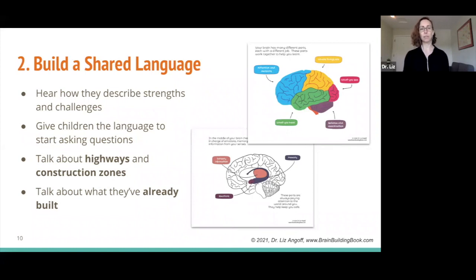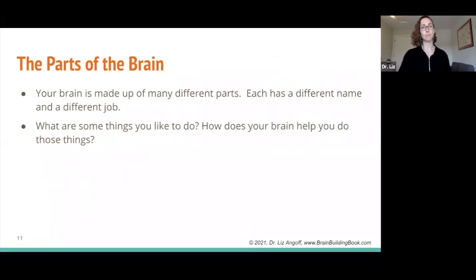So we can talk about the things that you're building, because it's not about you being broken or having some kind of deficit or being wrong in some way. It's about figuring out what do you want to build next? You've already built a lot. What are we building next?